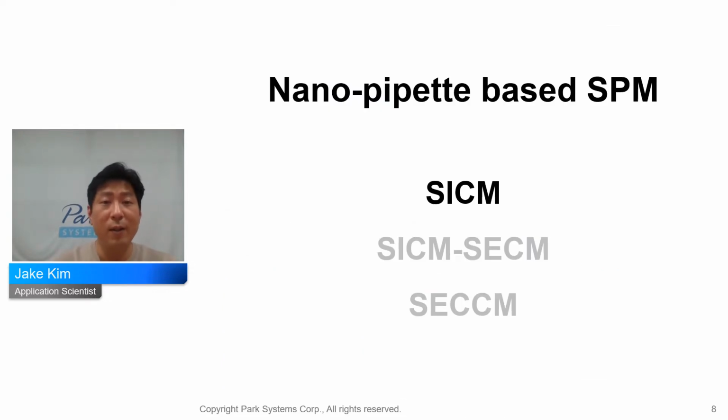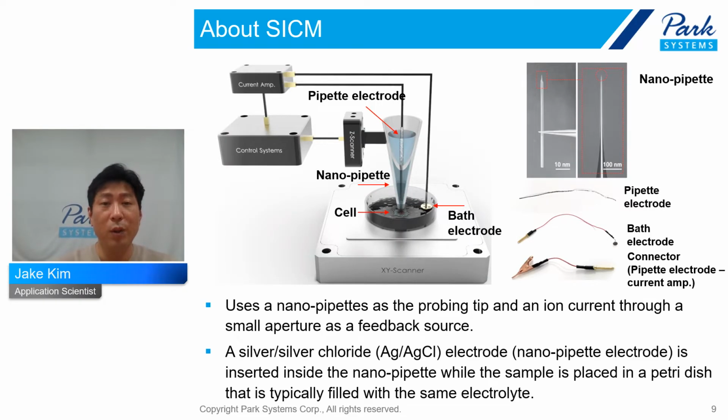From this slide, SPM techniques using a nanopipette will be introduced: SICM, SECM, and SICCM. Of course, in addition to these three techniques, there are other techniques using nanopipettes, but considering the measurement principle and application, these are the most famous and useful techniques. The first one is the SICM, the Scanning Ion Conductance Microscope.